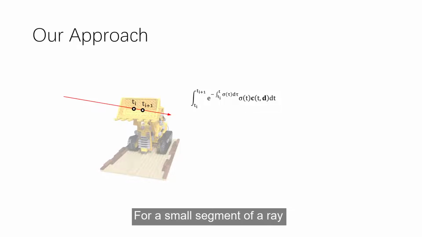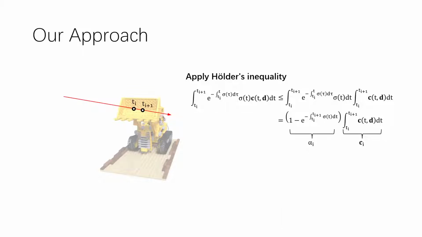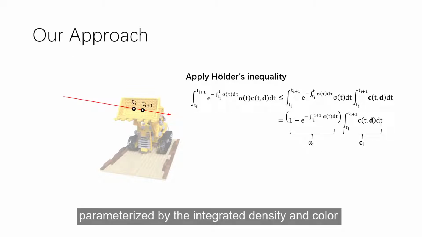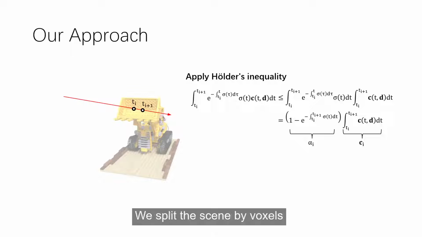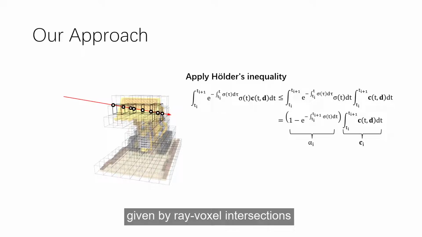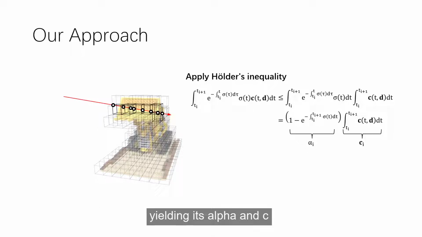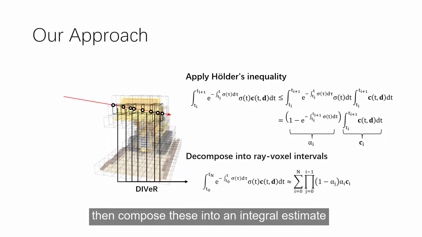For a small segment of a ray, we use Hölder's inequality to break the equation into an alpha term and a color term, parameterized by the integrated density and color. We split the scene by voxels and decompose the ray into segments given by ray-voxel intersections. For each segment, we compute the integrated density and color, yielding its alpha and c, then compose these into an integral estimate.